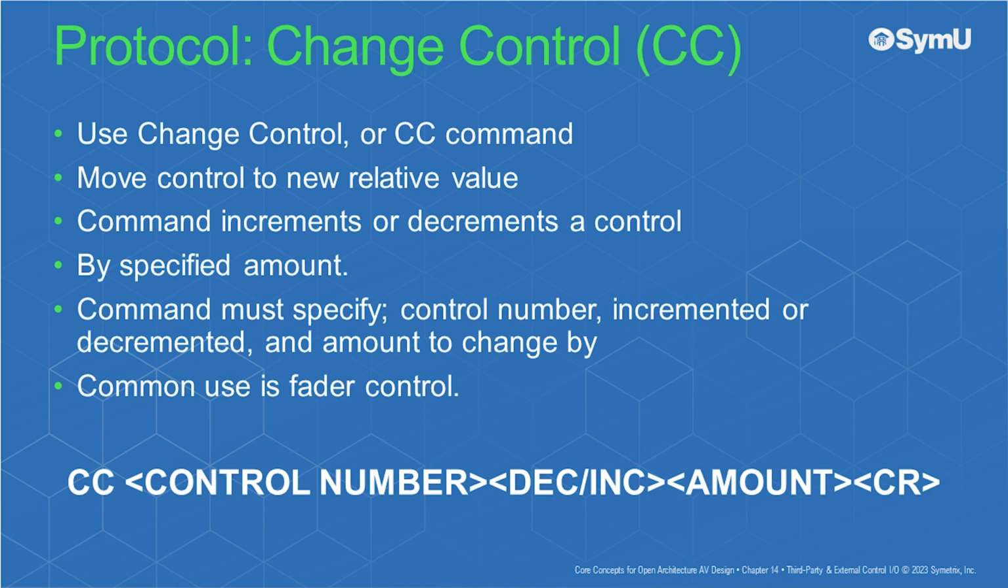Use the change control, or CC command, to move a control to a new relative value. This command increments or decrements a control by a specified amount. The command must specify the control number, whether it is to be increased or decreased, and the amount to change by. The most common use for this command is fader or knob control.